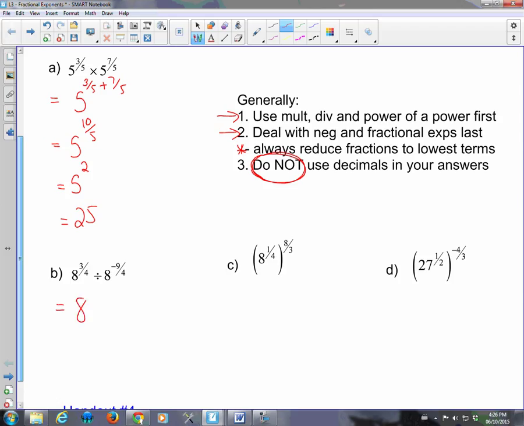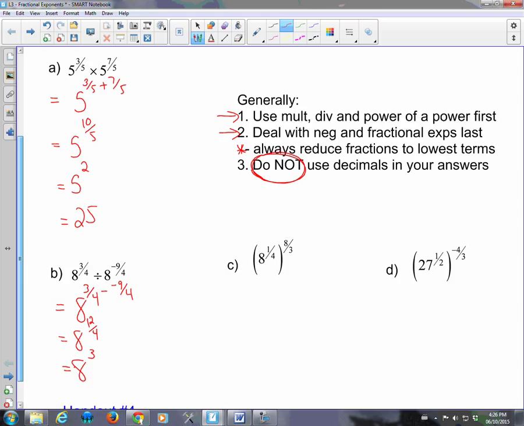If I look at B, B is a dividing question with the same base. So I keep my base and I subtract my exponents. So I have 3 over 4, take away negative 9 over 4. Be careful with your signs. We've learned this from doing our exponent questions before. If I take away a negative, it's like adding. It's like plus 9. So I keep the denominator of 4, and 3 plus 9 is 12. And 12 over 4 is like 12 divided by 4, which is 3.